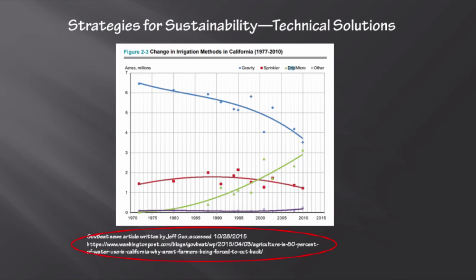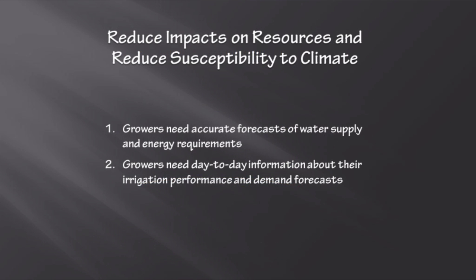And I just circled this. This is from a website, and I just thought this was funny because the title of the website is "Agriculture is using 80% of water use in California. Why aren't farmers being forced to cut back?" And that's interesting because, of course, they are really cutting back because they don't have nearly as much water, and they're not using 80% of the water. But that's the kind of stuff that's been going out there.